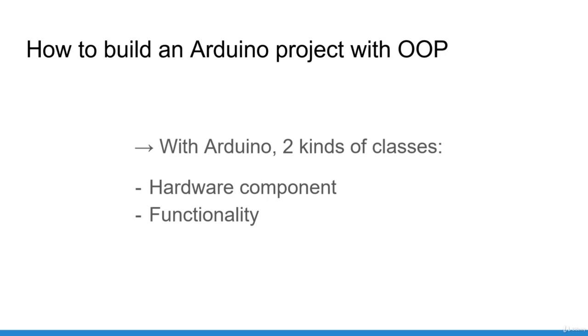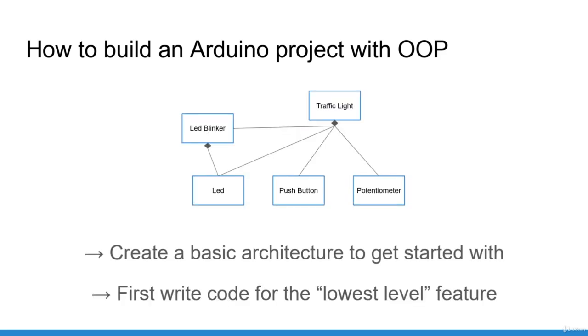And then when you start to write the classes, well, start with the most low-level class. In the traffic light example, you could see that we first started with the LED class, to then go to the LED blinker class, and finally implementing the traffic light class.